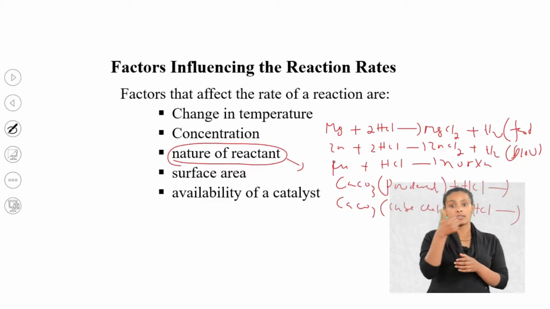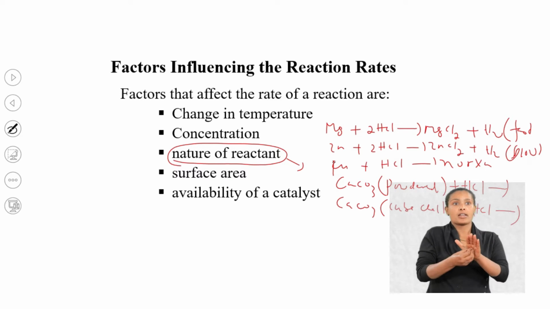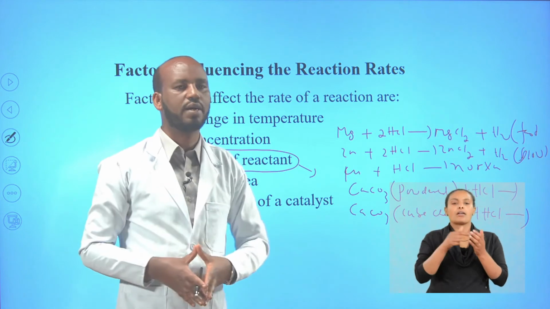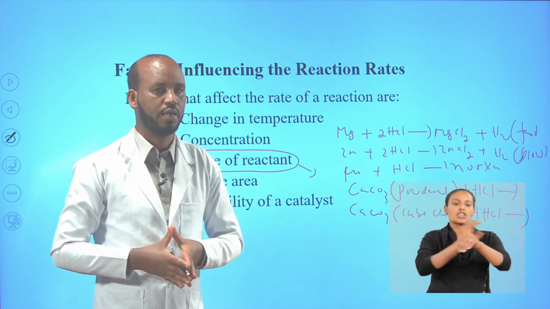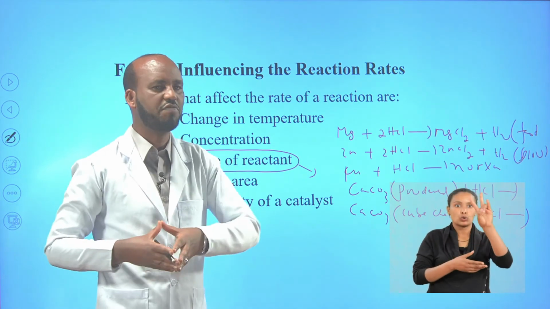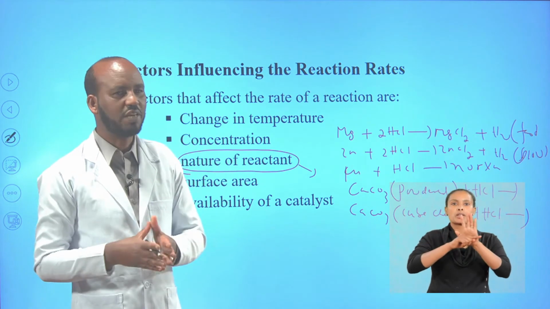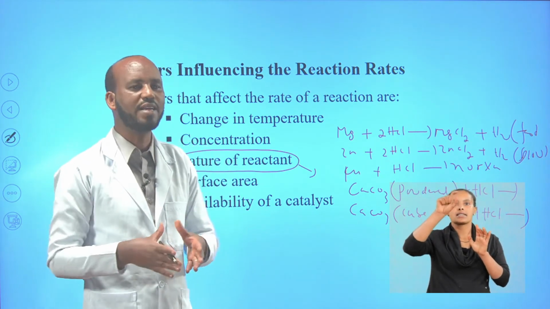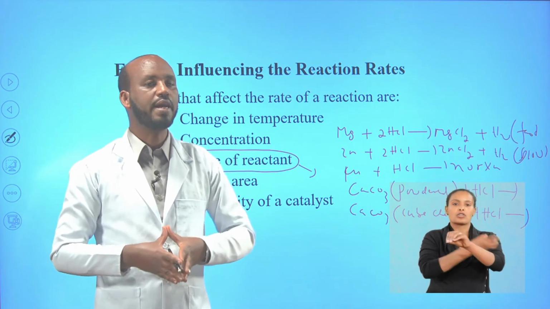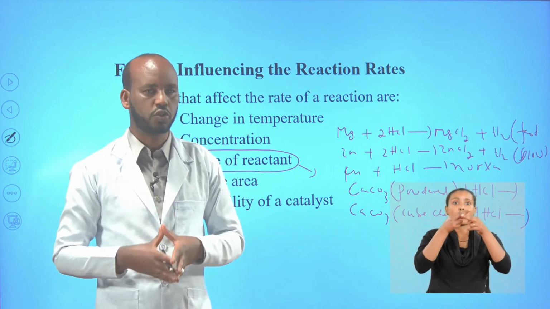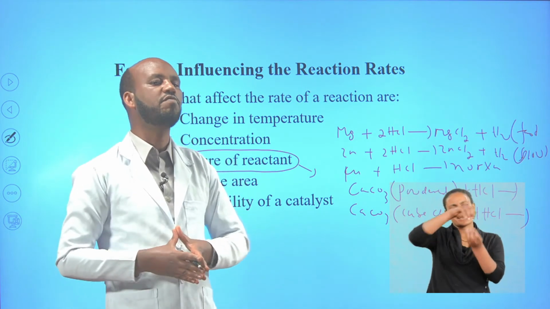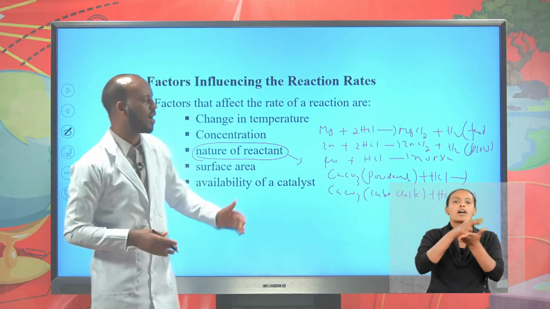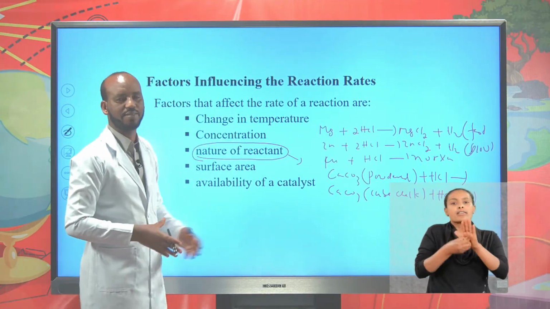The other factor which affects rate of the reaction is availability of a catalyst. As you know, a catalyst increases rate of the reaction by lowering activation energy of the reaction. Catalysts are of two types, positive catalyst and negative catalyst. Positive catalyst increases rate of the reaction by lowering activation energy of the reaction. Negative catalysts are known as inhibitors, which decrease rate of the reaction by increasing activation energy of the reaction. These are factors which affect rate of the reaction.